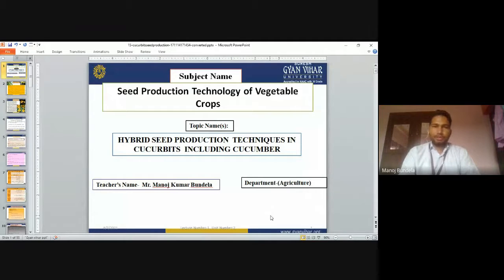So we are discussing the seed production technology of vegetable crops. Today we will discuss the hybrid seed production techniques in cucurbits, including cucumber.